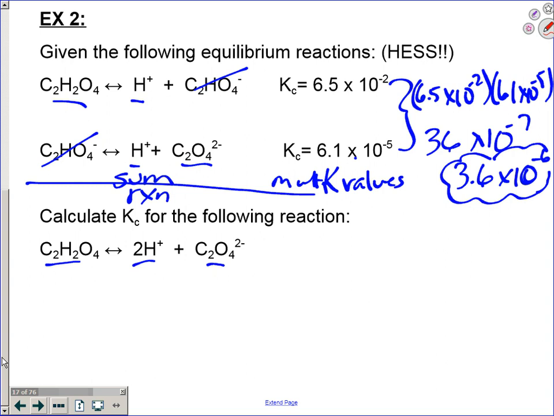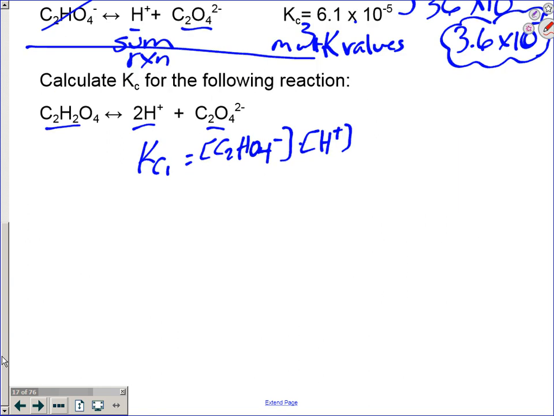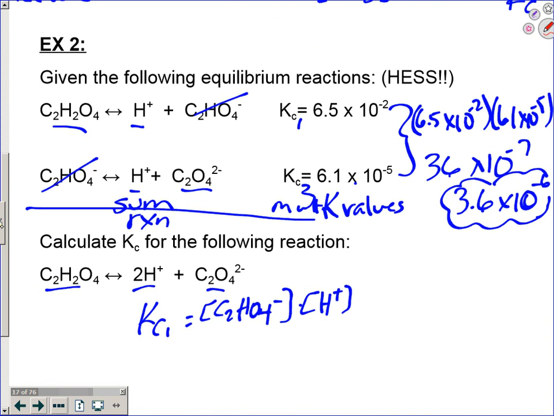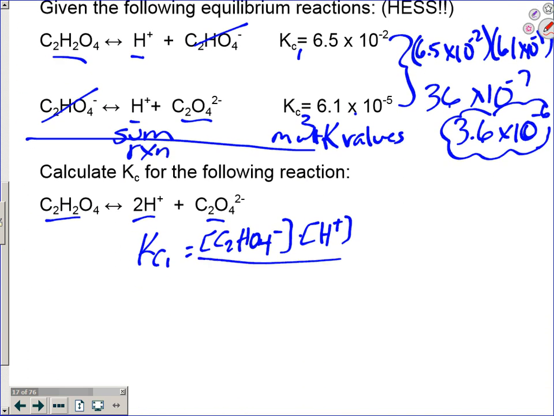Can you write the K expression for this first one? Let's call this 1 and 2. What's the K expression for 1? C2HO4 negative times H plus. If I'm not giving you states of matter, let's assume they're all aqueous or all gases. Okay, so keep going. Over C2H2O4. Okay, I'm taking the Kc and I'm multiplying it by the Kc2, correct?